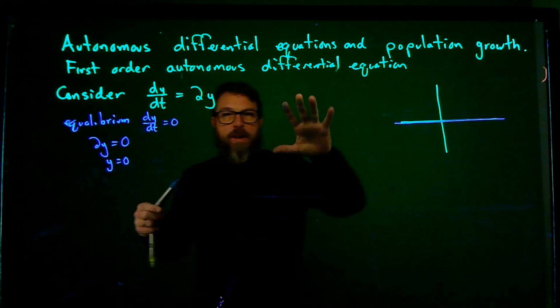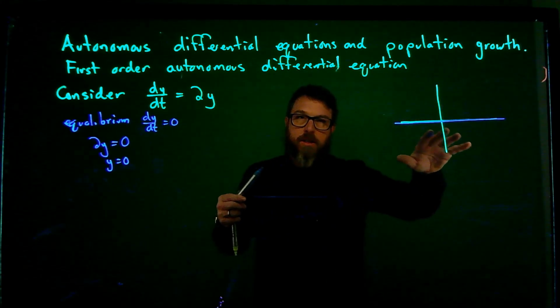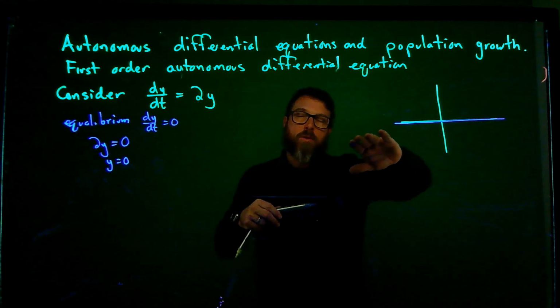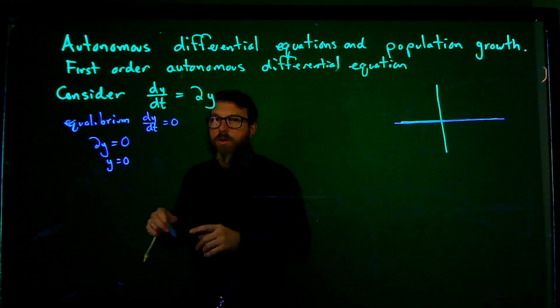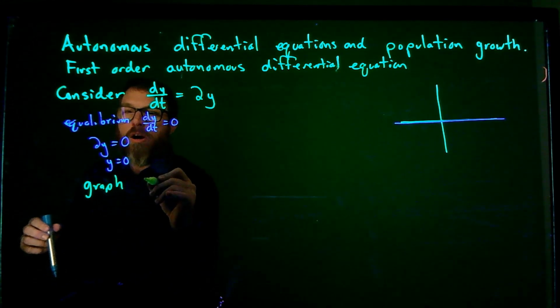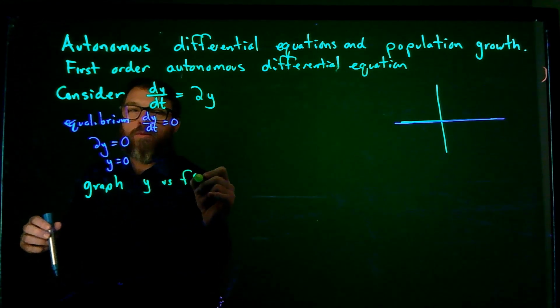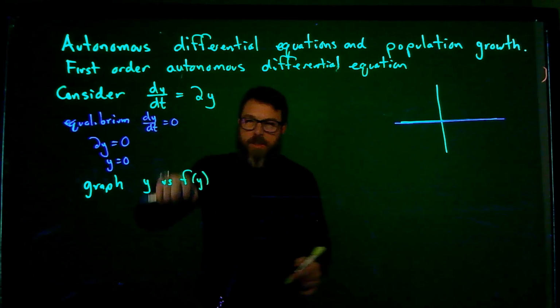Now we have to look at the phases as well. Is this going to repel? Is this going to attract? Is it going to repel up here and repel down here, or repel up here and attract down here, and so on? In order to do that, we now have to graph y versus f of y, so I can investigate the signs of the slopes.